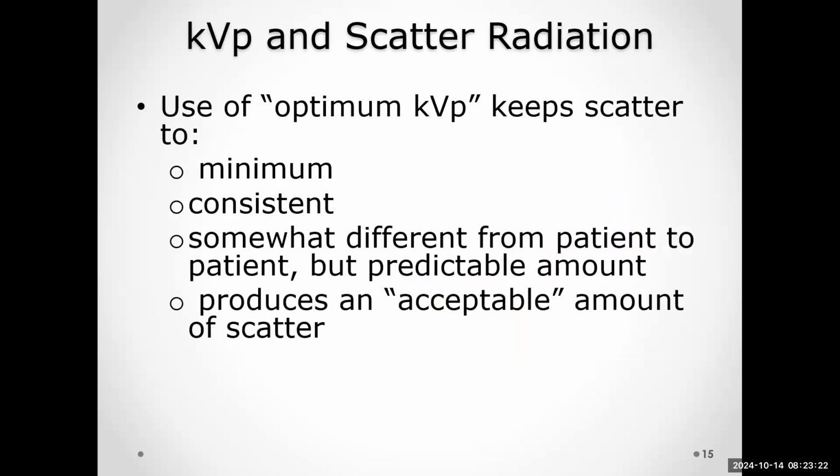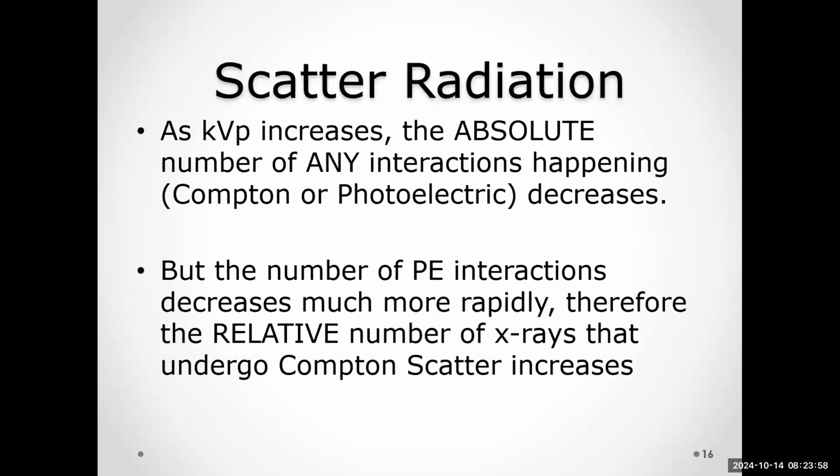So, kVp and scatter radiation. The use of optimum kVp keeps scatter to a minimum and consistent, which is important when you're talking about the radiologist reading the images. It's somewhat different from patient to patient, but it's predictable, okay? And it produces what we would call an acceptable amount of scatter. So we know that scatter is going to be a part of creating the image, so let's keep that to a level that the radiologists are happy about, because they're ultimately the ones who have to read the images that we send.